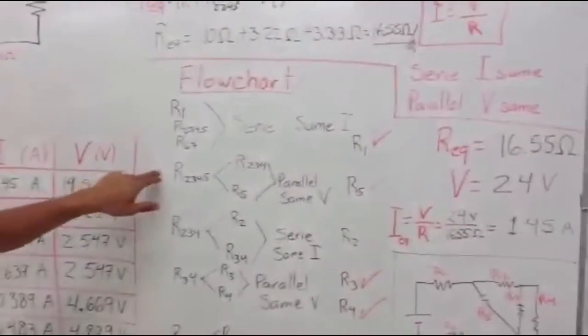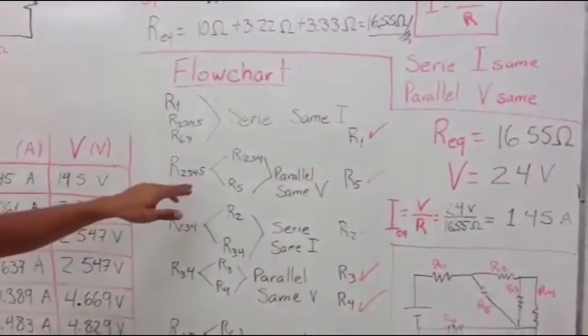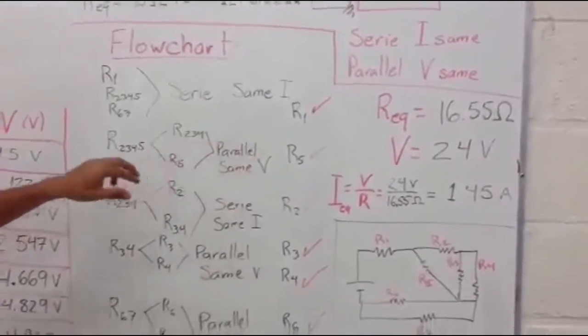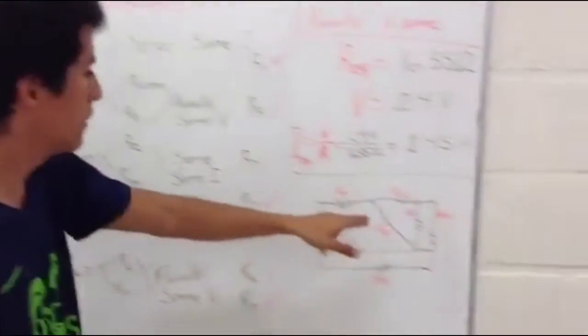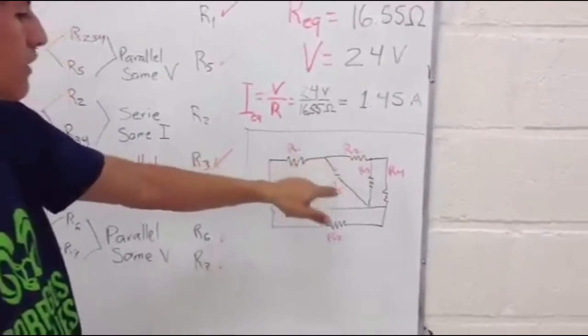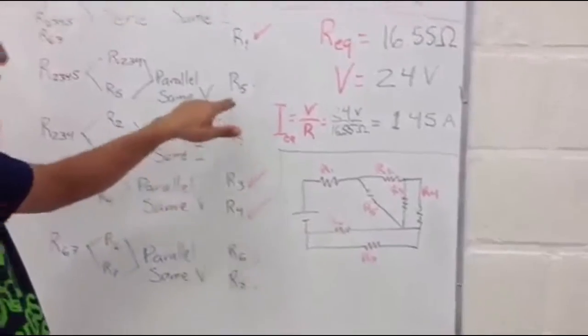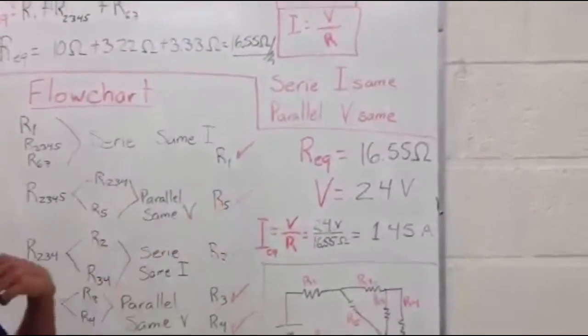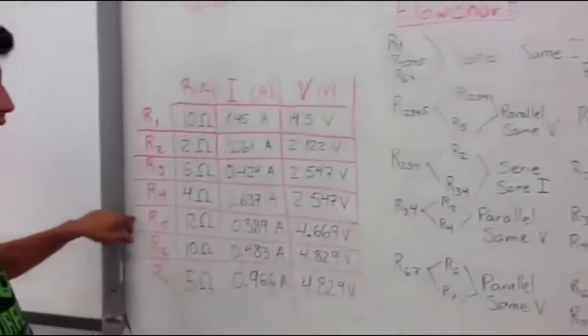Then the resistance 2, 3, 4 and 5 is in parallel, so it has the same voltage. As we know here, is 2, 3 and 4 in one resistance and resistance 5 in another one. So we isolate and we solve with the formulas and the values, and we get this result here.